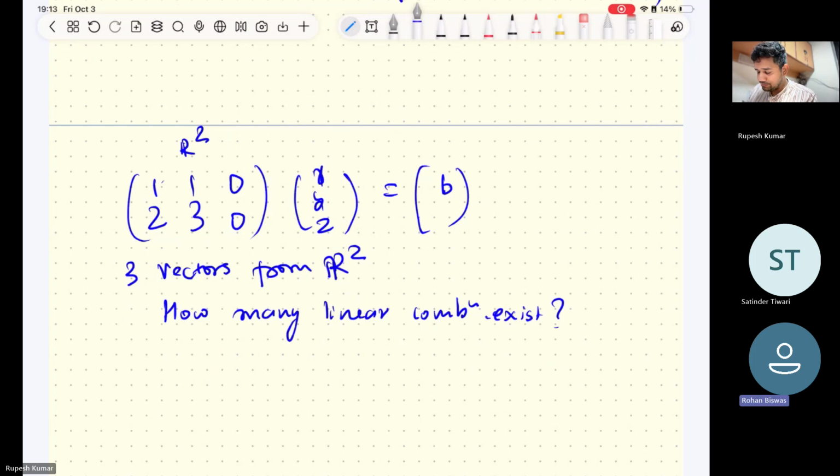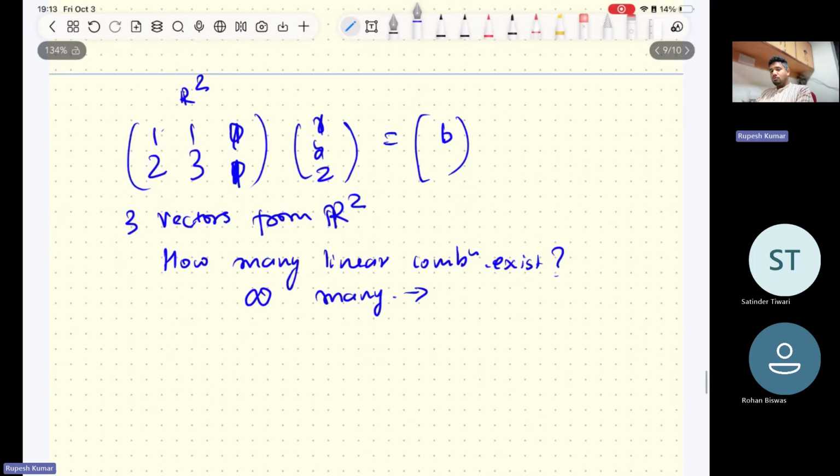These are independent. So let me remove this 0, 1, 0. Let's put something like 1, 1 here, right? Then infinitely many will be possible. Infinitely many possibilities. Now you have infinitely many solutions and you are trying to find one solution. I have a doubt now.